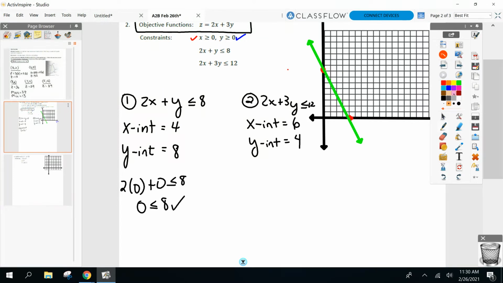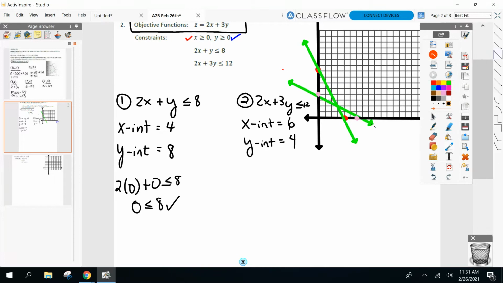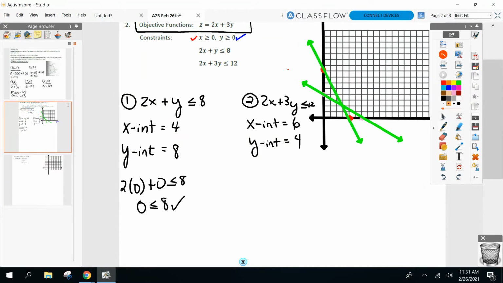X-intercept was 6: 1, 2, 3, 4, 5, 6. Y-intercept was 4: 1, 2, 3, 4. Connect them. Don't draw a horizontal and vertical line through them. Come on, get a straight edge. There you go. And I forgot to label the last one, so I'll label this one. All right, beautiful lines, everybody, beautiful lines.